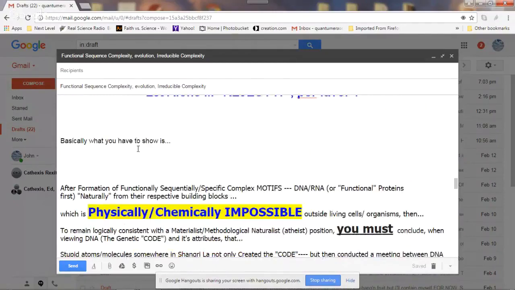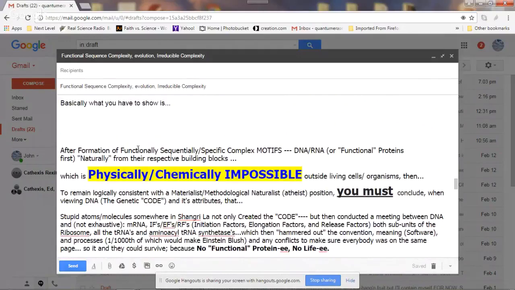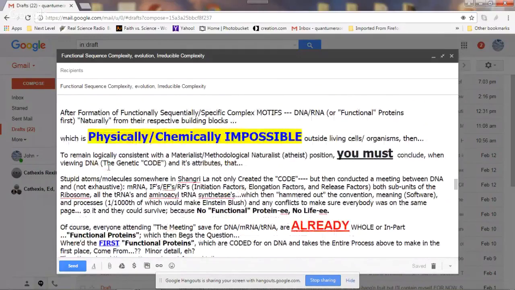So basically, what you have to show is after formation of the functionally sequentially specific complex motifs, DNA, RNA, or functional proteins naturally from their respective building blocks, which is physically and chemically impossible outside living cells or organisms, then that's just the physical chemical molecule. We're not even at the information yet.